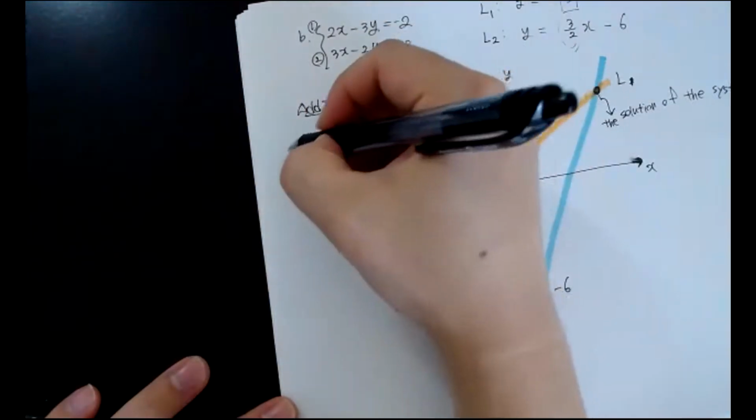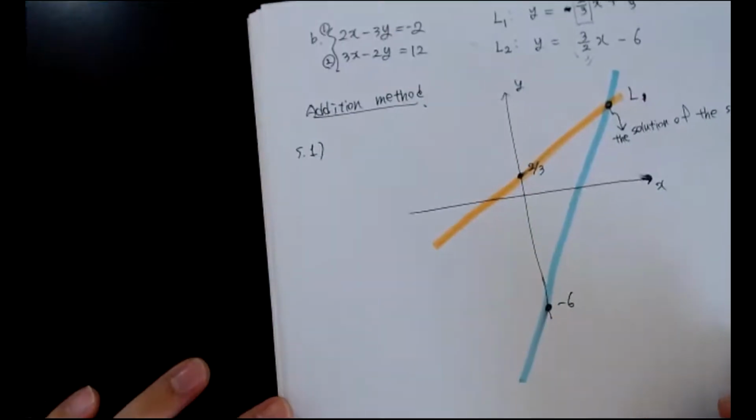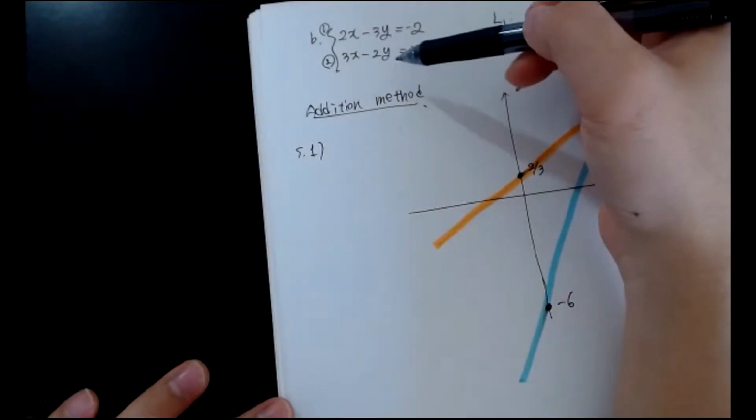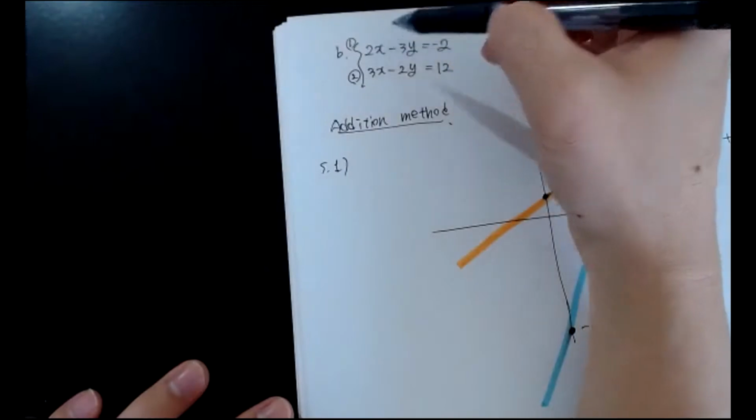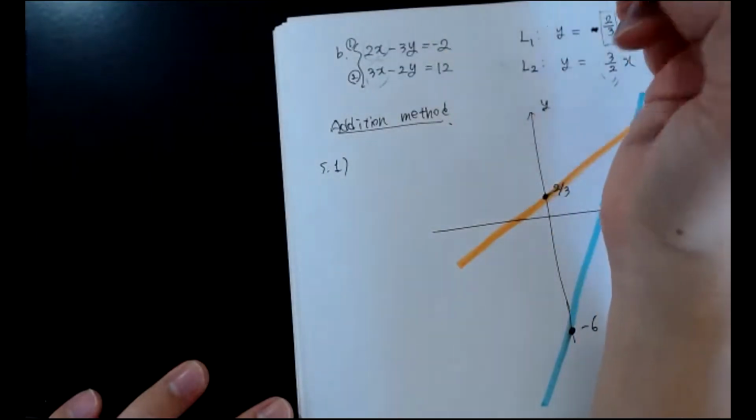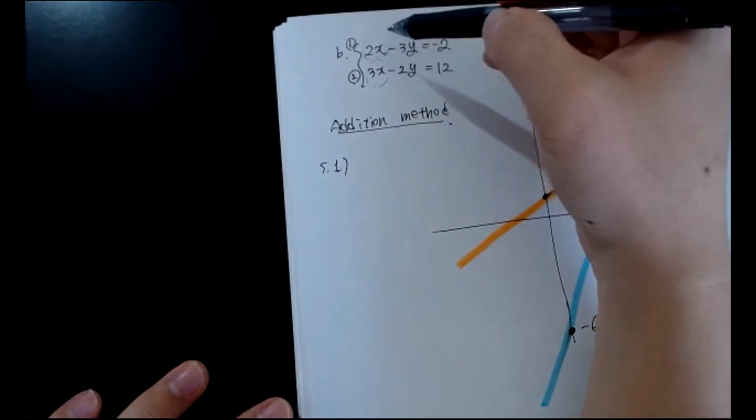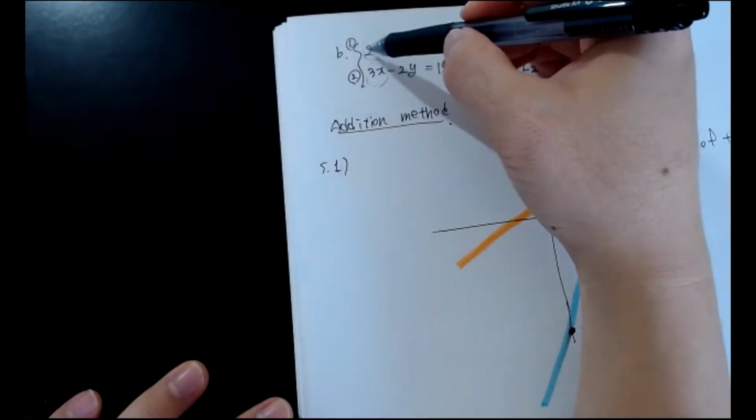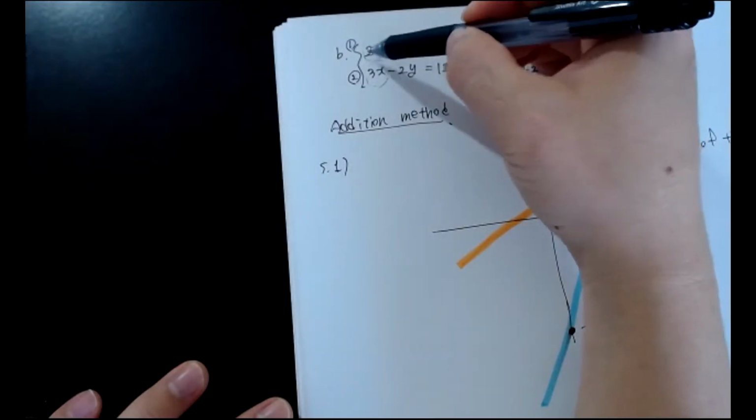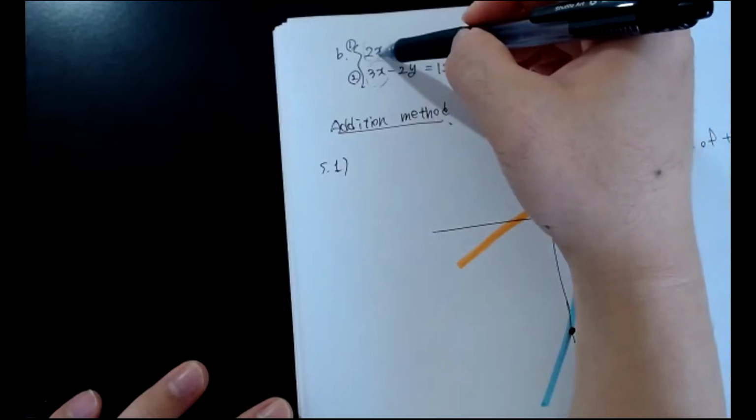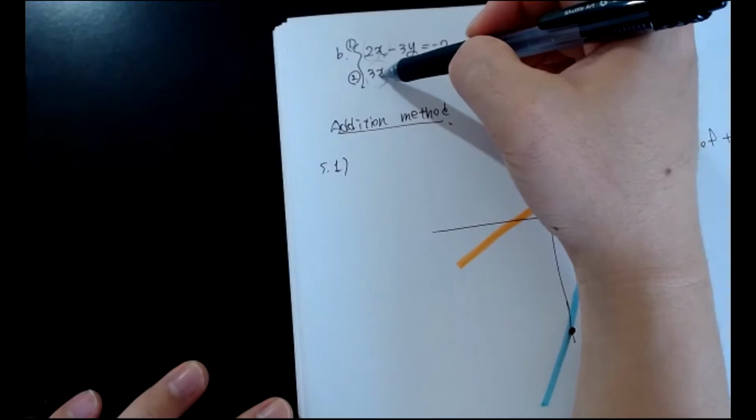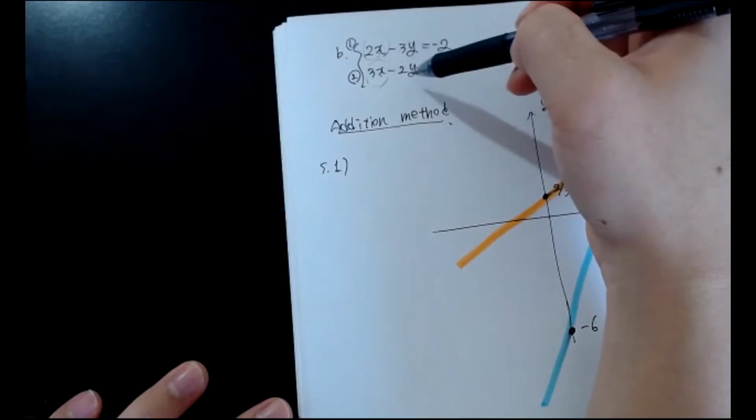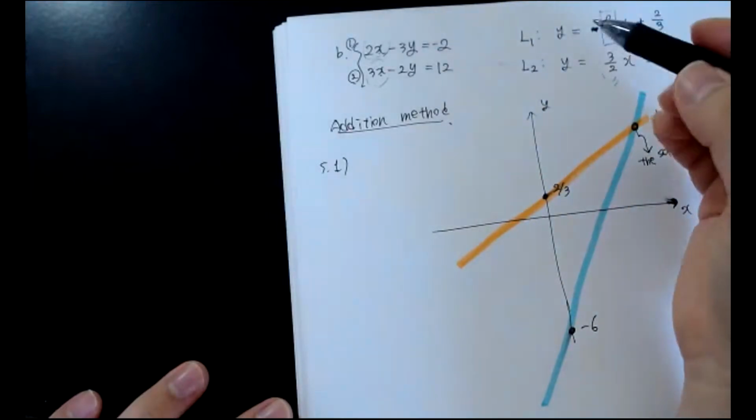For the addition method, step one, we have to match the coefficient of x or the coefficient of y. Look at this: there's 2x and 3x, right? For example, I want to make the coefficient of x in the first equation 3, so that it is the same as the coefficient of x in the second equation. You can also make the coefficient of y the same. Either one is just fine.